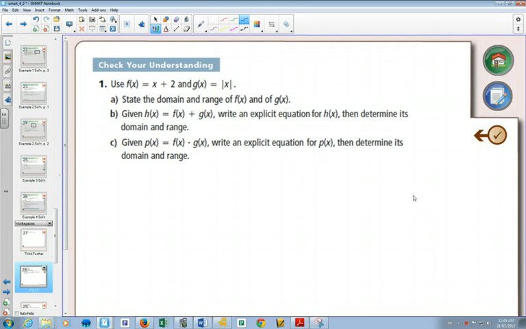So we've got two functions. f of x is x plus 2, and g of x is the absolute value of x. So first of all, we're going to state the domain of each of those.